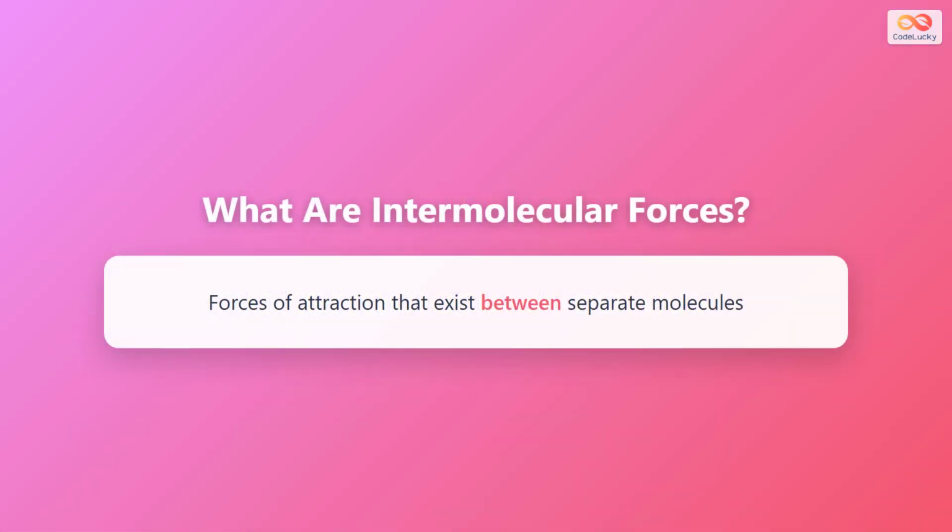Let's start with a clear definition. Intermolecular forces are forces of attraction that exist between separate molecules. The key word here is between. These forces don't operate within a single molecule, but rather pull different molecules toward each other. Think of them as the invisible glue that holds collections of molecules together in liquids and solids.